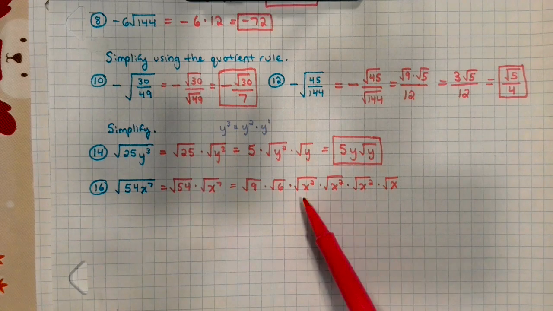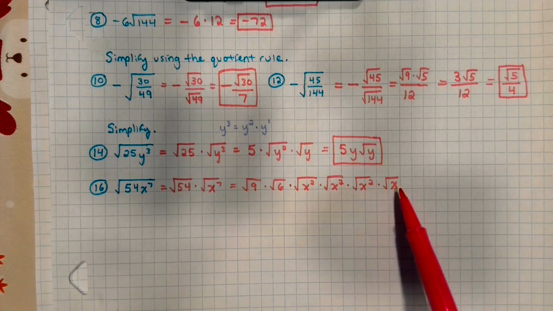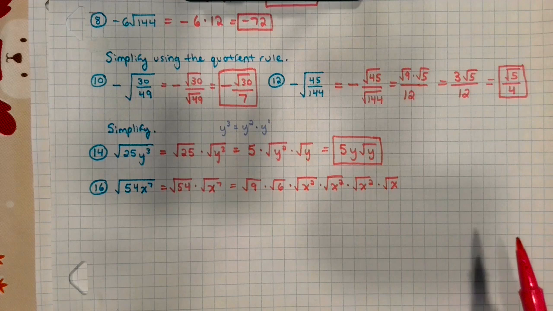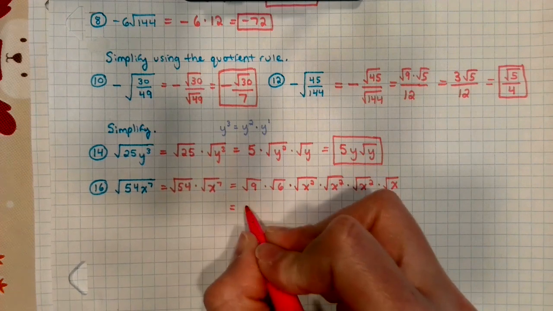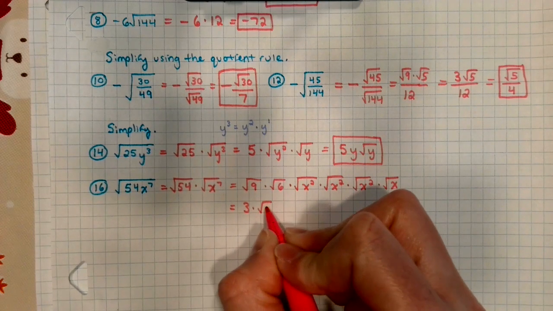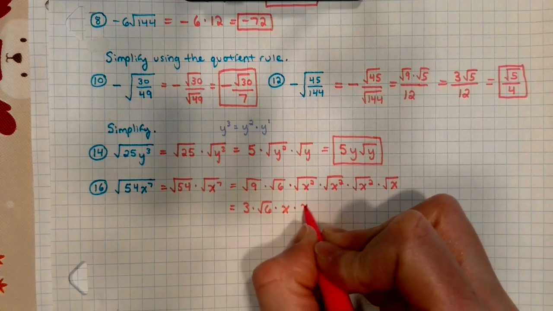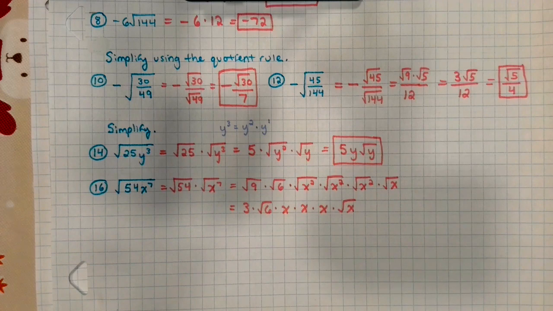So that's what x to the 7th would break down to, because x squared times x squared times x squared times x, you would add all those exponents together to get to 7. So now we go through and take the square root of what we can. The square root of 9 is 3. Square root of 6 we can't do anything more with. x squared would just be x. This x squared would just be x. This would be x. And then the square root of x is still there.